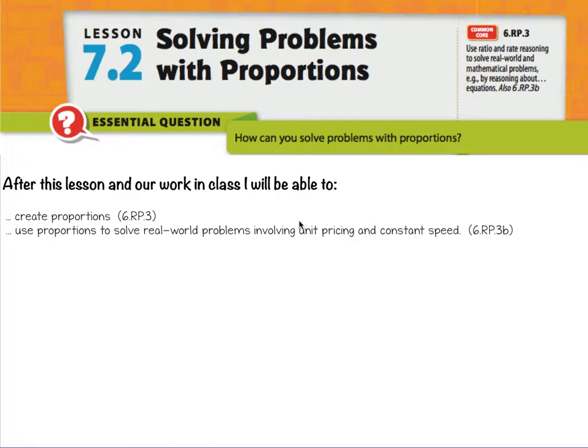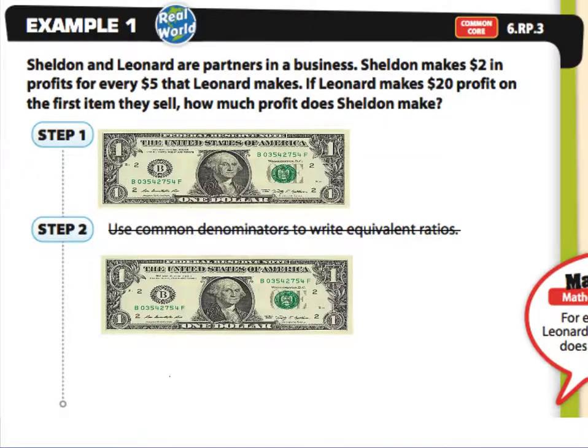Today we're going to talk about how to create proportions and how to use proportions to solve real-world problems involving unit pricing and constant speed. Alright, so we went over some vocabulary terms, so make sure that you went over those vocabulary terms before we go through this. So first we're going to talk about Sheldon and Leonard.